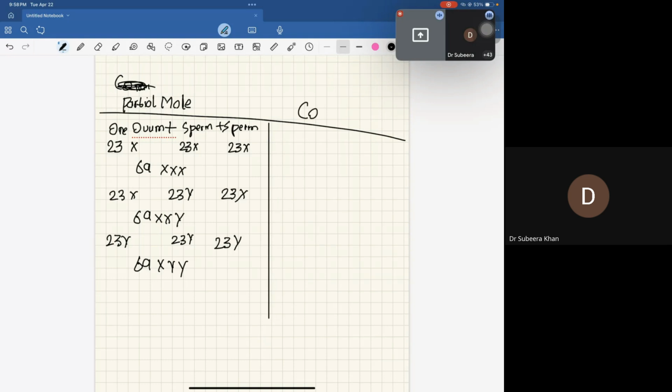It's clear. Okay, now let us move on to the complete mole. So in the case of a complete mole, the ovum which is present is zero. It won't give anything. Then we will have a sperm.